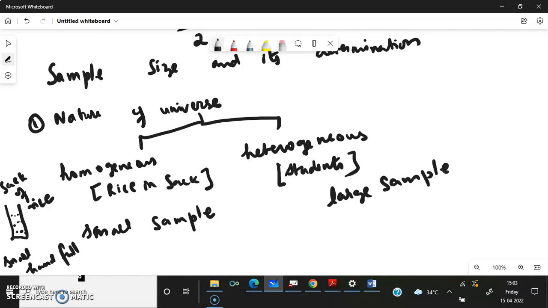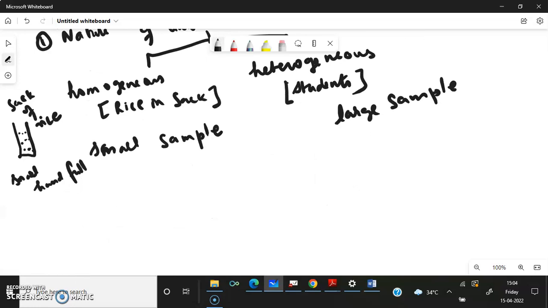For example, students in your classroom, if I want to take that sample, it should be a large sample. Technically, this can be termed as the dispersion factor. How they differ, no? Dispersion. Next is 2.